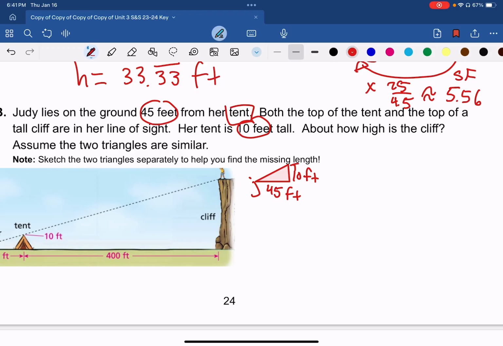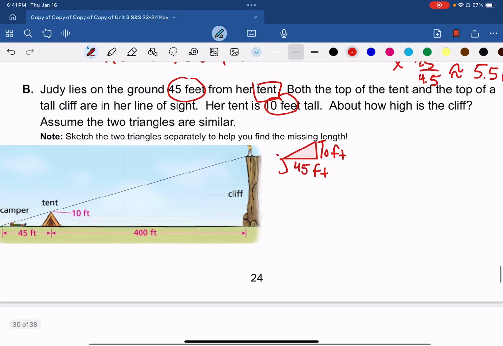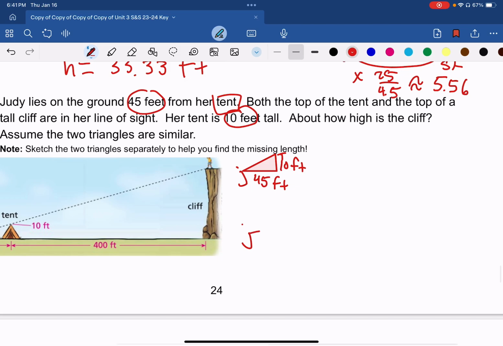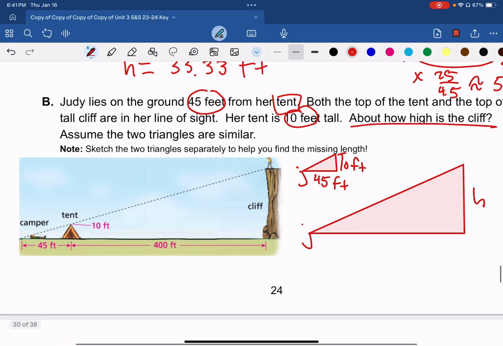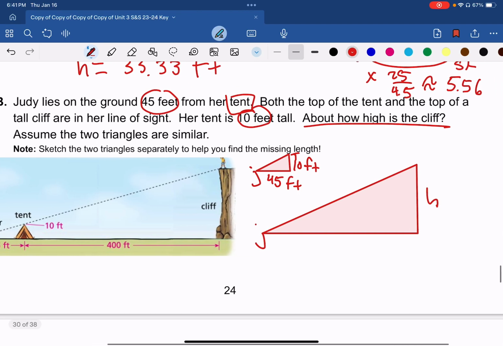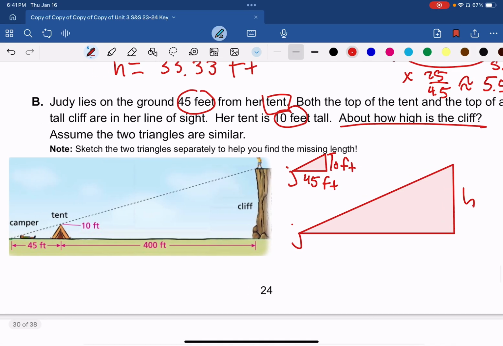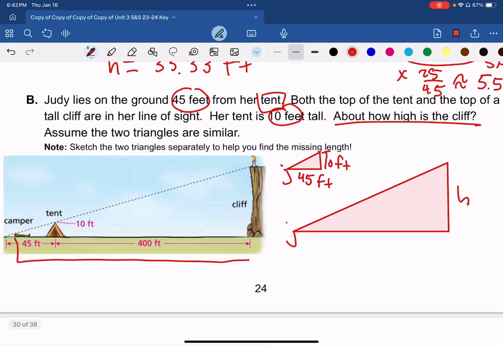All right. It didn't tell me in the problem how far Judy is from the base of the cliff, right? I just know there's a cliff, and I need to know how high it is. And I know that Judy can see the top of it. Well, the picture tells me Judy's 45 feet from the tent. Now, the tent is 400 feet from the base of the cliff. So that means from Judy all the way to the cliff should be 445 feet, right? Awesome. So now I have two triangles to compare.